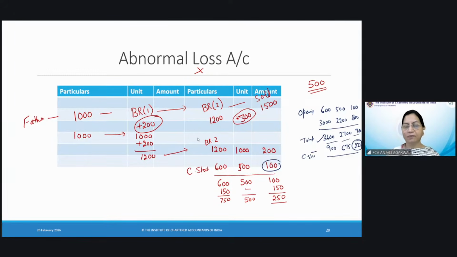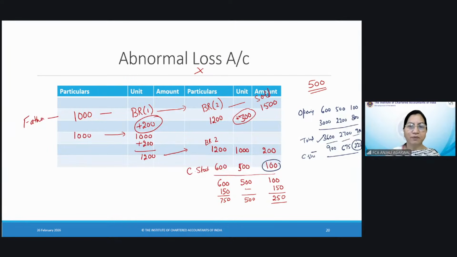This was all about process costing. So three things are important to understand: what is process cost, how we prepare the process cost accounts, how we take the output of process one to the subsequent process, how do we calculate normal loss or abnormal gain, and how do we prepare the normal loss or abnormal gain accounts.